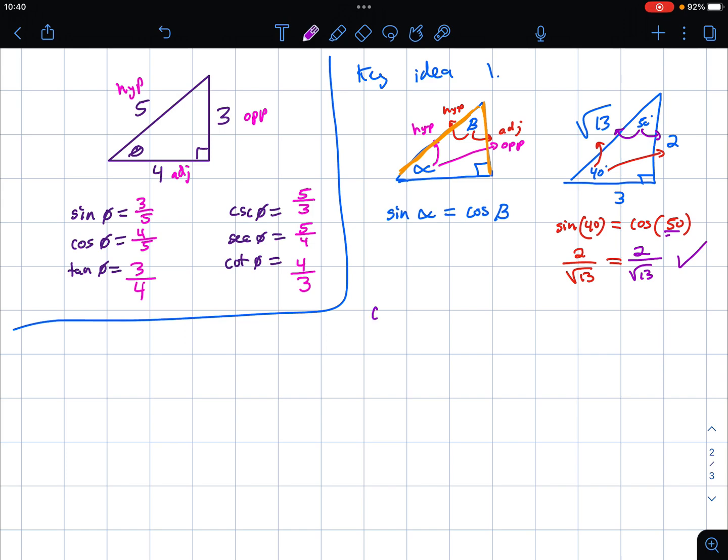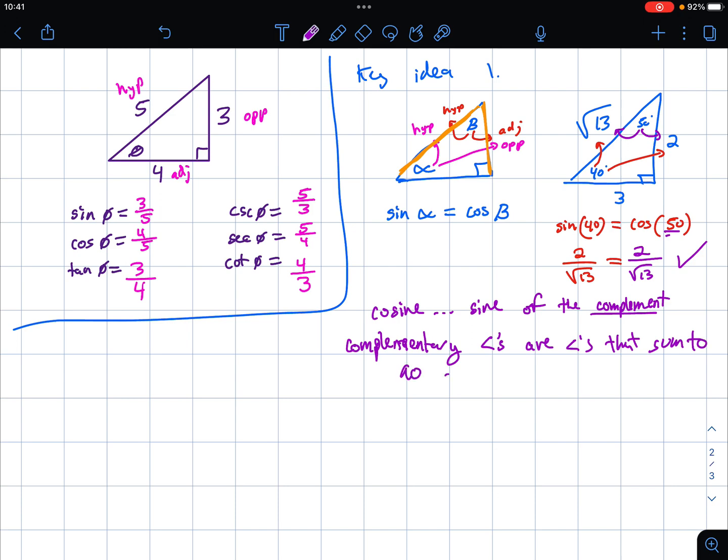And that goes to what the word cosine kind of derives from. So cosine is the sine of the complement, and that's an E for complement. And recall from geometry that complementary angles are angles that sum to 90 degrees. So the sine of some angle is equal to the cosine of its complement.